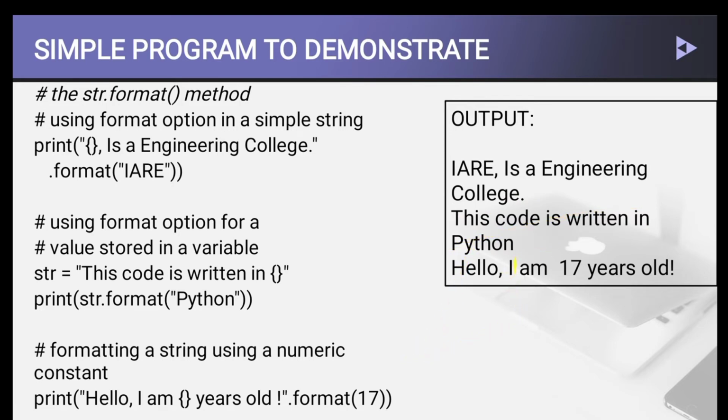Now let us try with another data type. Let us try with an integer. Hello, I am placeholder years old, dot format 17. Now 17 will be set here, and the output will be: hello, I am 17 years old. See, what is the use, instead we can place 17 directly here? Suppose after doing the code we get a particular value for x, it may vary, like x is equal to 1 or 2 or 3. You can't directly put the value here, right? Instead we can put x here, and x will be placed in the placeholder.